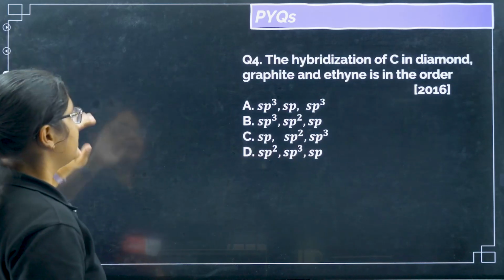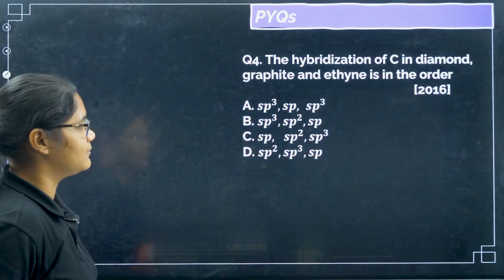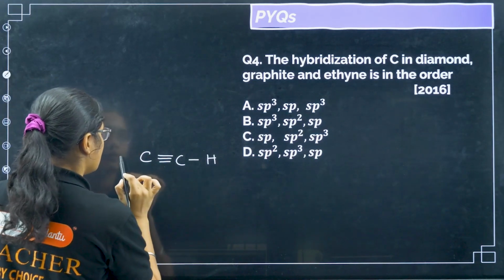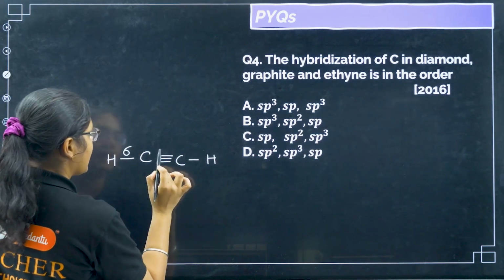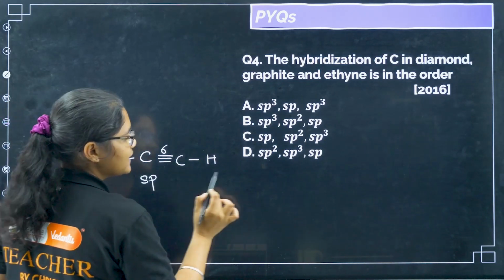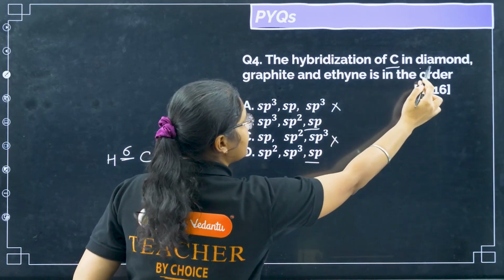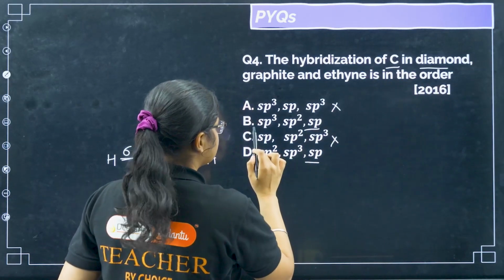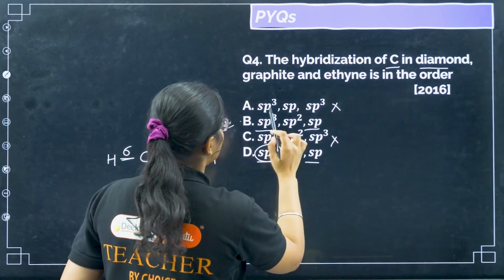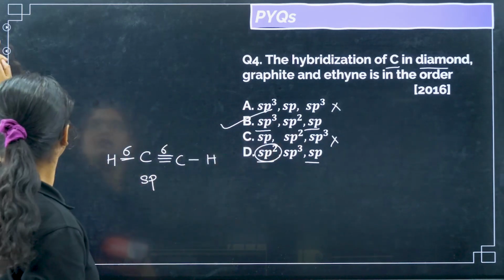Next, the hybridization of carbon in diamond, graphite and ethyne molecule. The ethyne molecule is like this, and each carbon has 2 sigma bonds, so that means the hybridization here is sp. I can eliminate these 2. Now carbon in diamond has sp3 hybridization, here it is given sp2, so option number B, and in graphite it is sp2 hybridization.